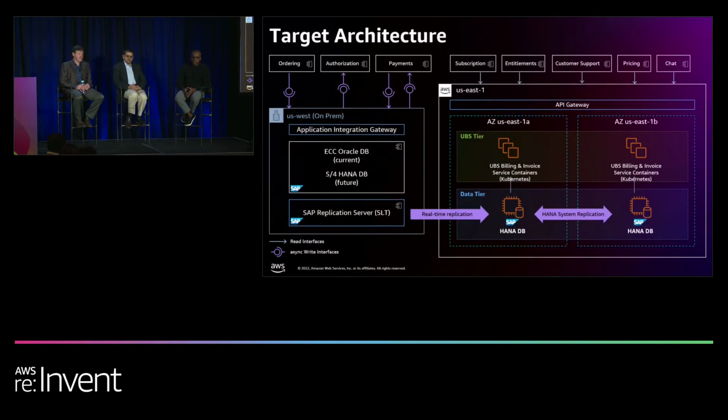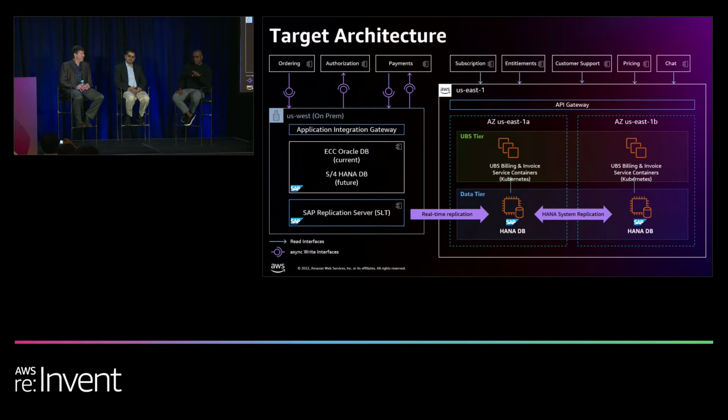So the target architecture, if you look at the ECC, we still take the read traffic from ordering and from payments through the ECC route, and that goes through our on-prem route. On the Amazon side, we replicate the data from ECC, selective tables, using the SLT replication. And we can replicate the data in under 60 microseconds from ECC to the S4 HANA database in the cloud in 2 regions.